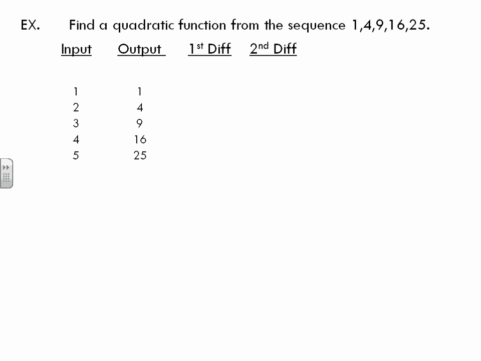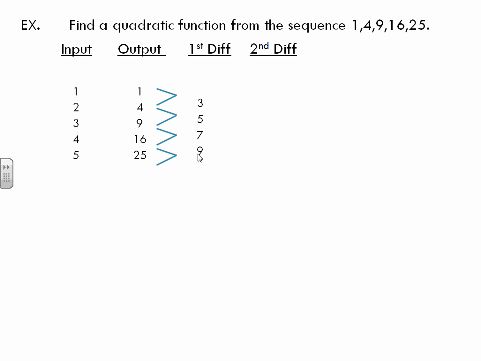So just like before, we're going to list out our outputs, which are these numbers, and then input. If you want to put them there, you can. If you don't need them, then you don't have to. Okay, so the first step is to generate your first differences. So you're going to take 4 minus 1, 9 minus 4, 16 minus 9, and 25 minus 16.